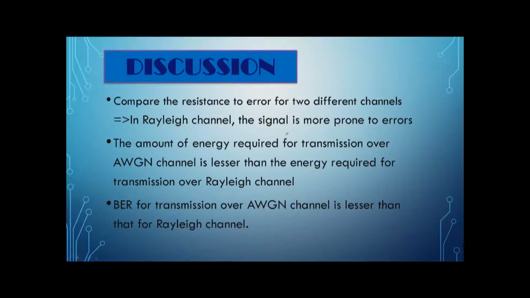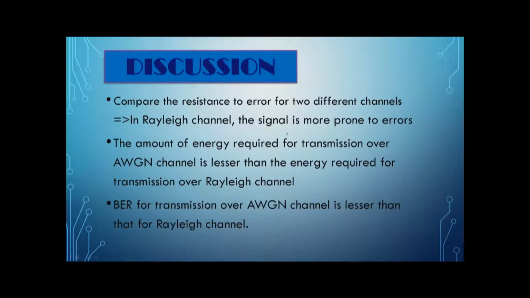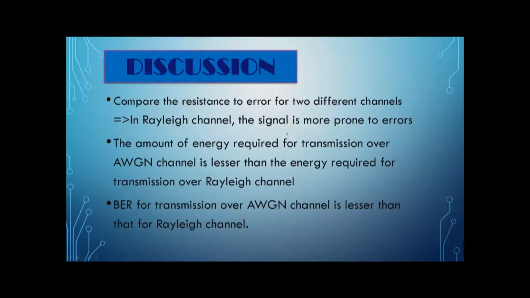Comparing both channels' resistance to error in this graph, it shows that in the Rayleigh channel, the signal is more prone to errors. Also, the amount of energy required for transmission over AWGN channel is lesser than the energy required for transmission over Rayleigh channel. The BER for transmission over AWGN channel is also lesser than that for Rayleigh channel.